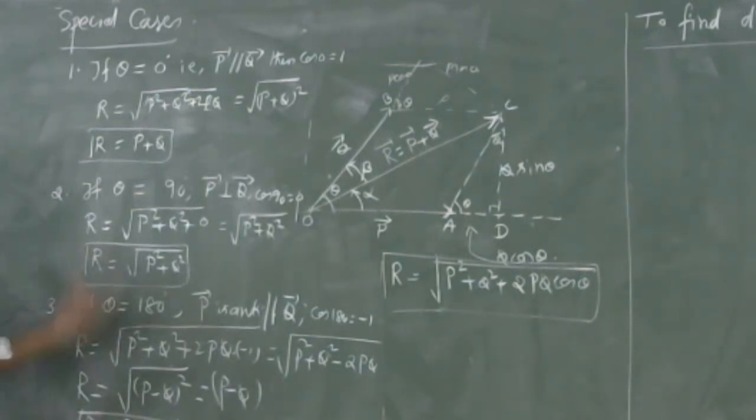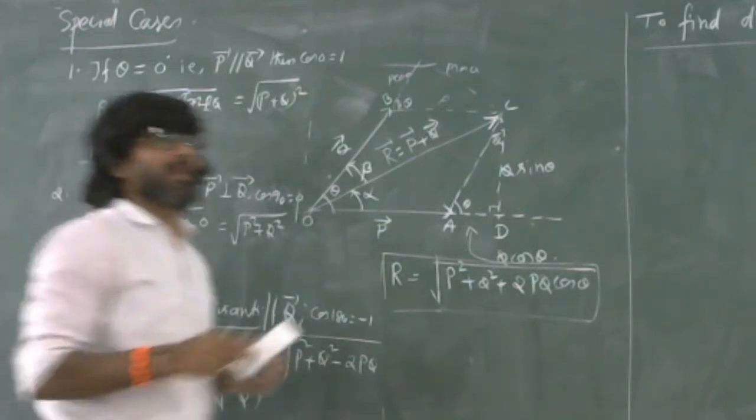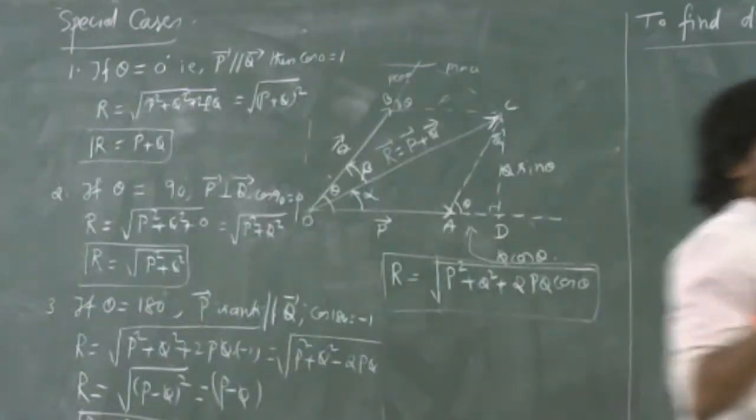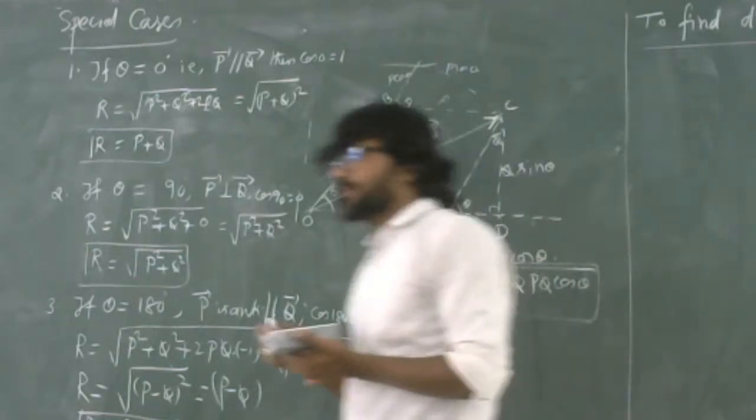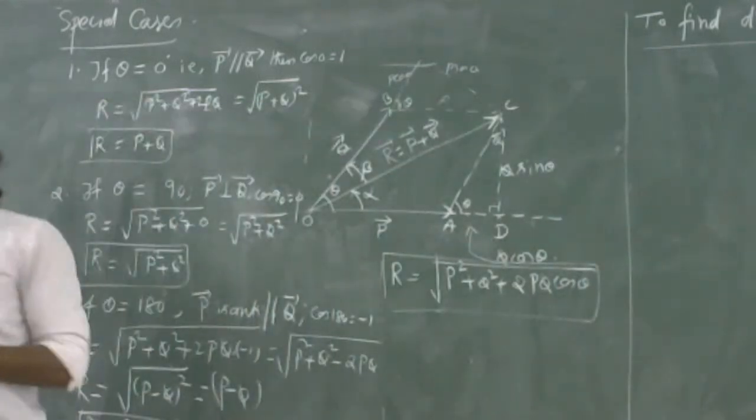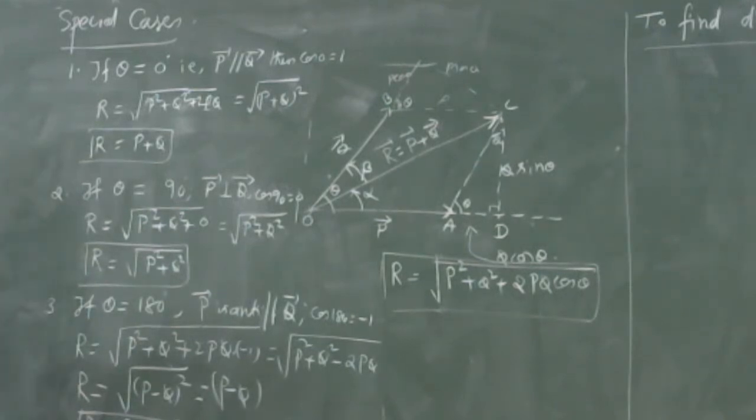If they are perpendicular, the magnitude of the resultant is square root of A square plus B square. These are the special cases we come across in general, the three cases. Right? Okay, everyone? Clear? Now, let us do some numericals, simple numericals.